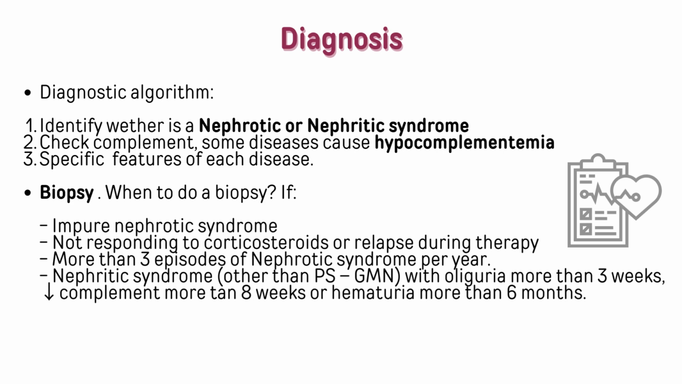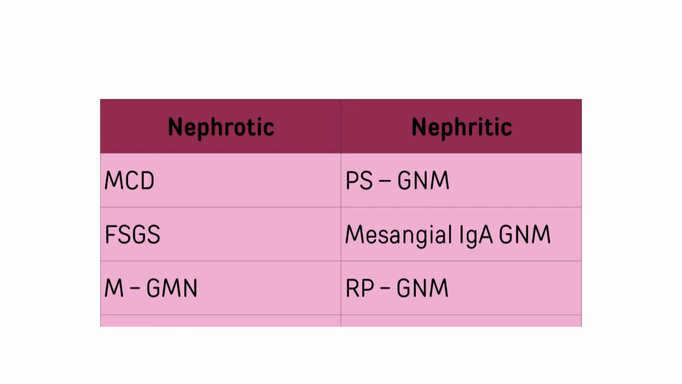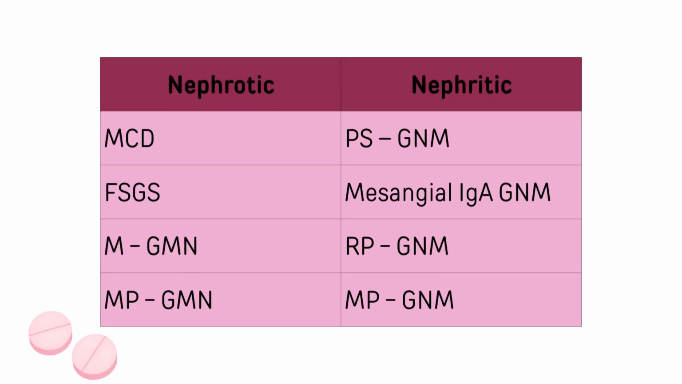We have a nephritic syndrome other than post-infectious, post-streptococcal glomerulonephritis, with oliguria more than 3 weeks, decreased complement more than 8 weeks, or hematuria more than 6 months. In the next slide, we can find a classification of primary glomerulonephritis according to the type of syndrome. By this classification, we reduce the number of differential diagnoses to 4.